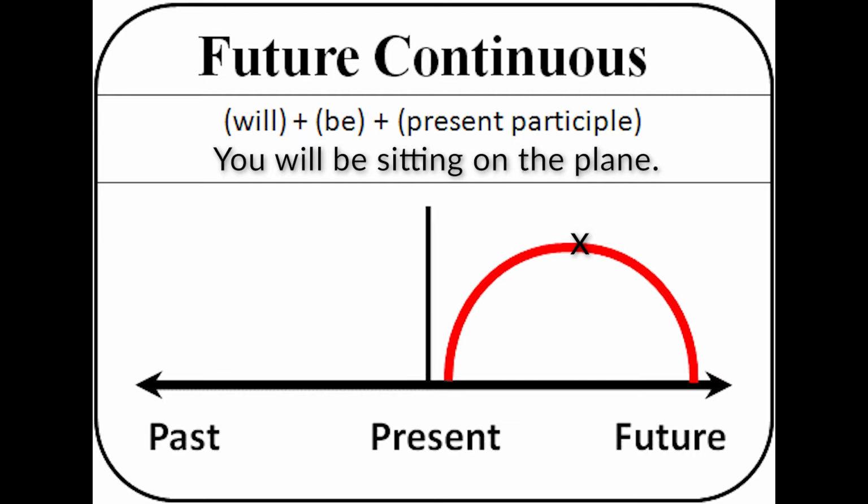Also, with this diagram, we can see the structure of it. So it's will plus be plus the present participle, which means ing. Yeah, so it'd be will plus be plus ing. Our example was, you will be sitting on the plane.